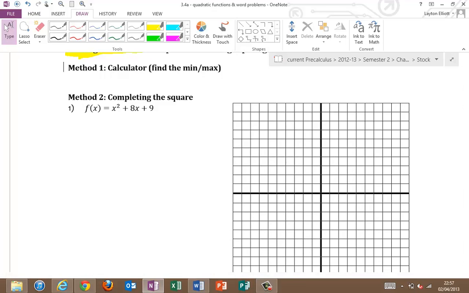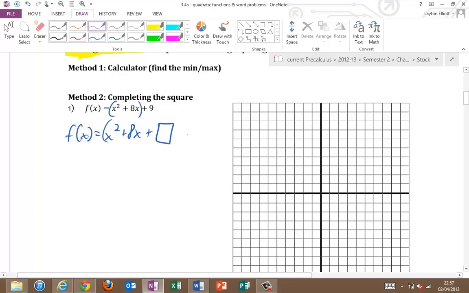Method 2 is one we've done before. It's called completing the square. It means putting this quadratic form into graphing form. If I take this and I group the two x terms, and I look to see what I need to complete the square, my next step would be to say f of x is equal to (x squared plus 8x plus something), and then plus 9, and then minus that same something. I'm adding, and then I'm subtracting to keep the value the same. Whatever you add, you have to subtract.